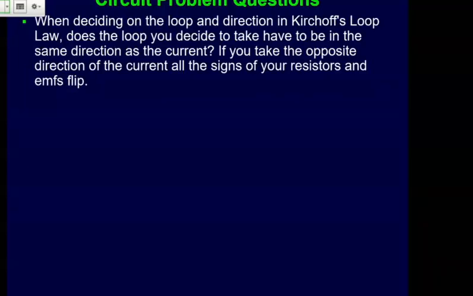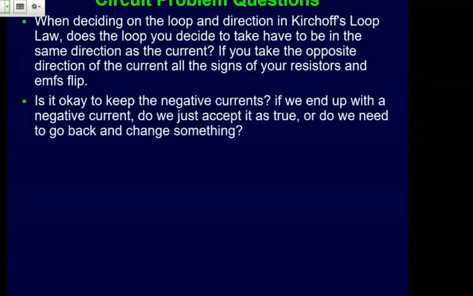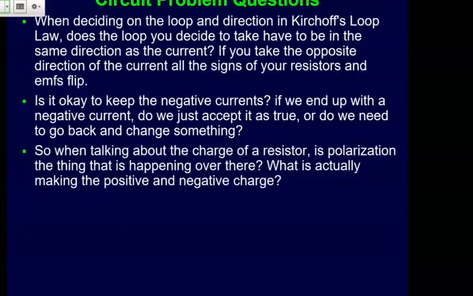When deciding on the loop and direction, does the loop you decide have to be in the same direction as the current? What do you think about that? No, it can be any direction you want, okay? Is it okay to keep the negative currents? You have to. If you get I as a negative, you have to keep it that way for the rest of your algebra. That's another common mistake.